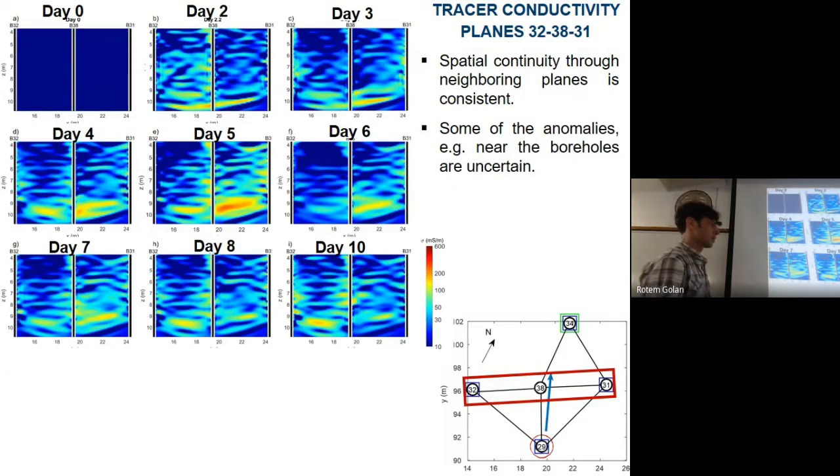Now I'm looking at this plane perpendicular to the flow direction. This is the day-by-day tracer conductivity recovery. Again, we see pretty good continuity between neighboring planes. We see that the tracer conductivity reaches its maximum at about day 5, and that's in agreement with what we expect of 1 meter per day, because this plane is 5 meters from the injection borehole.